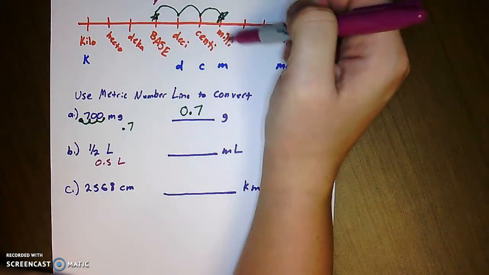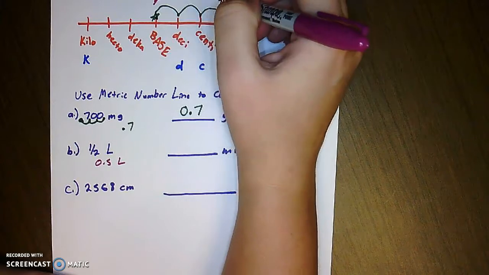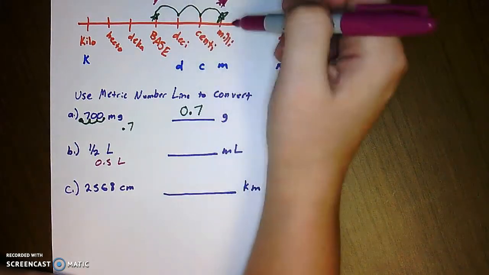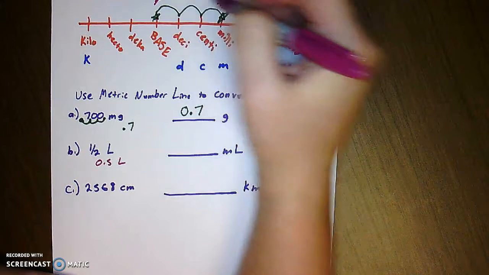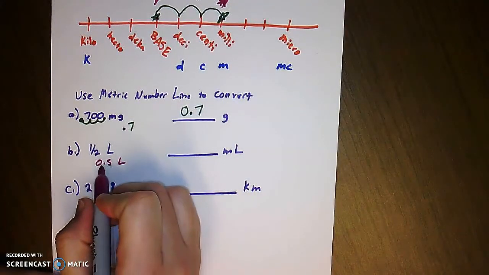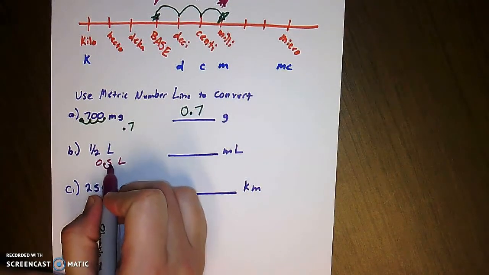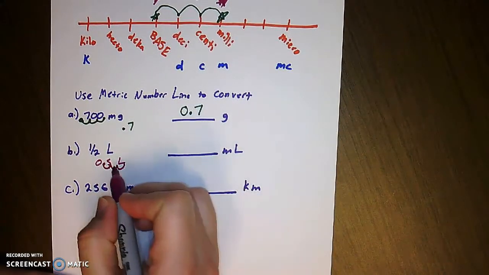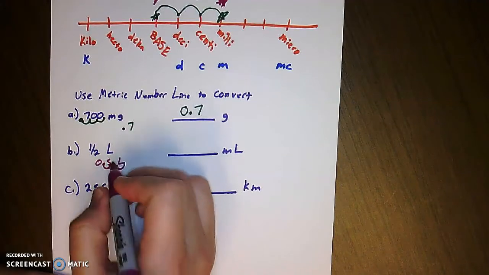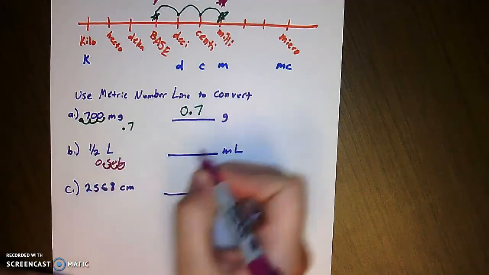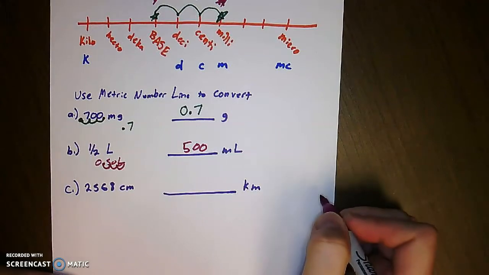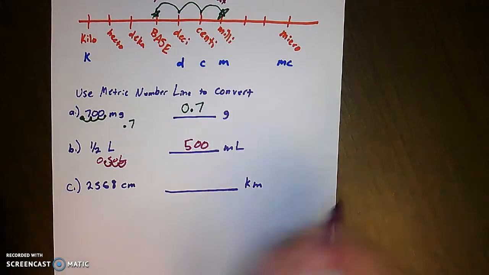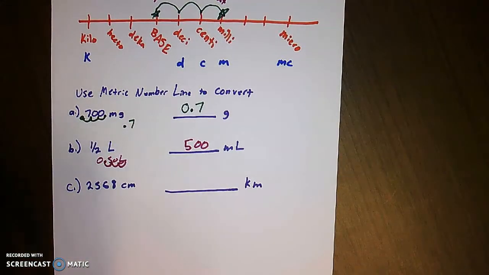So we're back over here with the milli. But now we're going in the reverse direction than what we did on part A. We need to jump 3 places, but this time it needs to be to the right. So they gave us a decimal here. We're going to move it 3 places to the right, but there's blank spaces there. So we're going to fill those in with some zeros. So we're looking at 500 milliliters. So 0.5 liters is 500 milliliters.